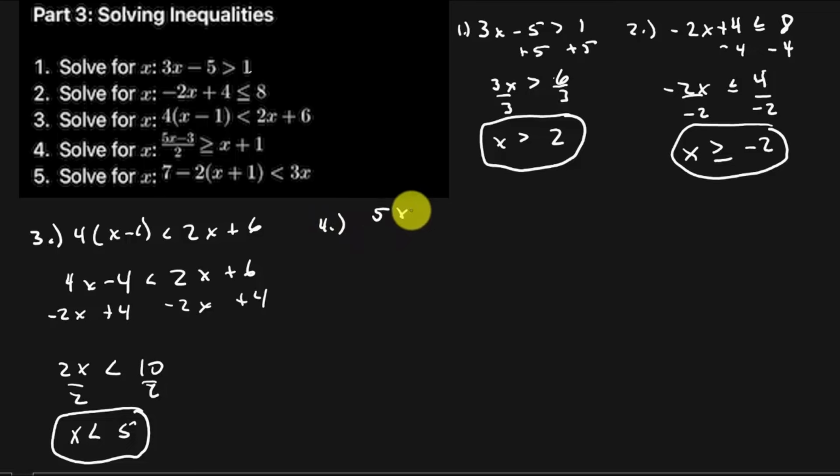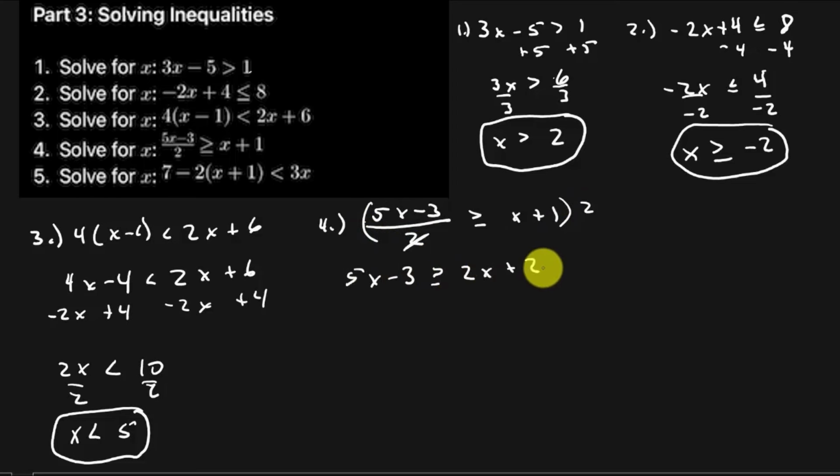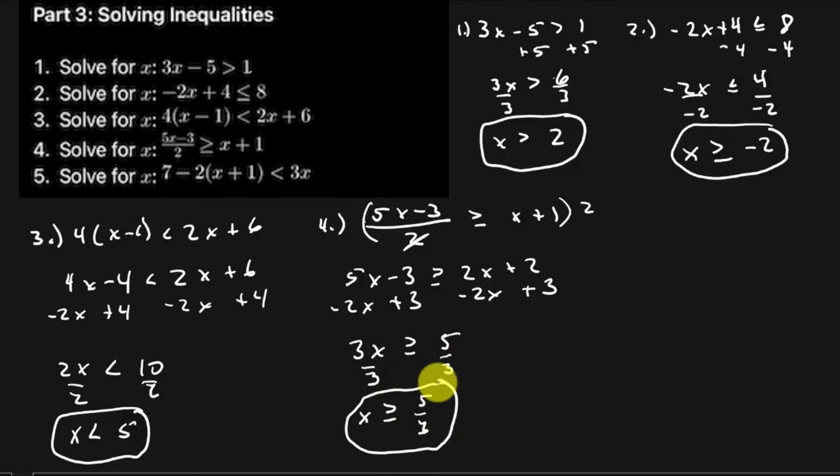So here I've got 5x minus 3 over 2 is greater than or equal to x plus 1. So I'm going to multiply everything by 2. So that's going to cancel that 2 out. So I'm left with 5x minus 3 is greater than or equal to 2x plus 2. Subtract 2x to both sides. Add 3 to both sides. So I get 3x is greater than or equal to 5. Divide by 3. I get x is greater than or equal to 5/3.